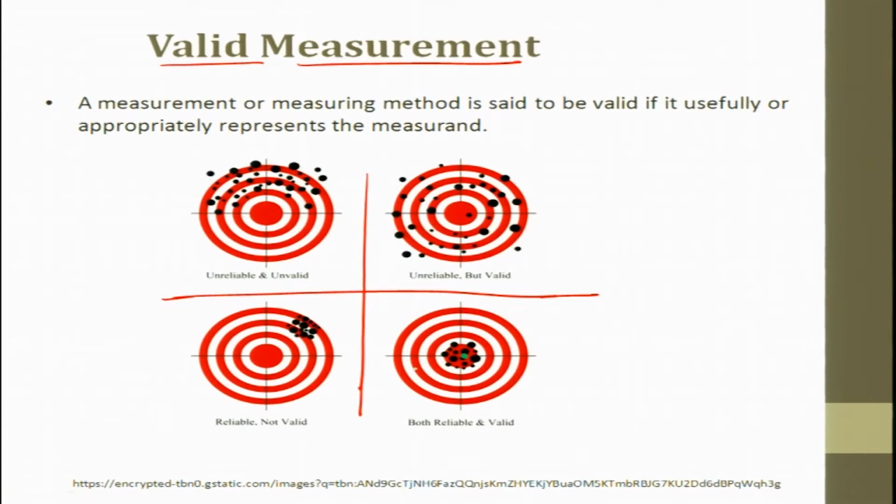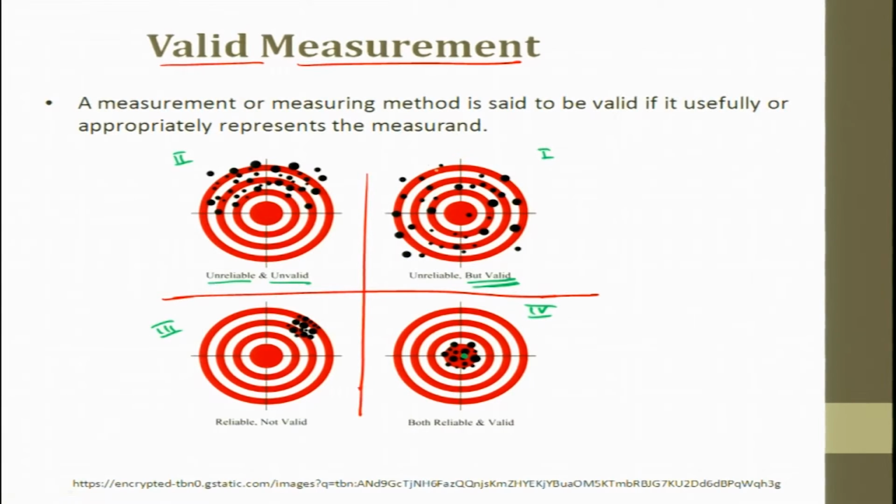In the first quadrant, you can see this is quadrant number 1, 2, 3, and 4. In the first quadrant, you can see the results are all scattered. So it is not reliable. Whatever instrument we are using or whatever observations we have taken, those are not reliable because they are very randomly scattered. It is a random scatter, but it is within our acceptable range, within this target board. So that is why this is valid.